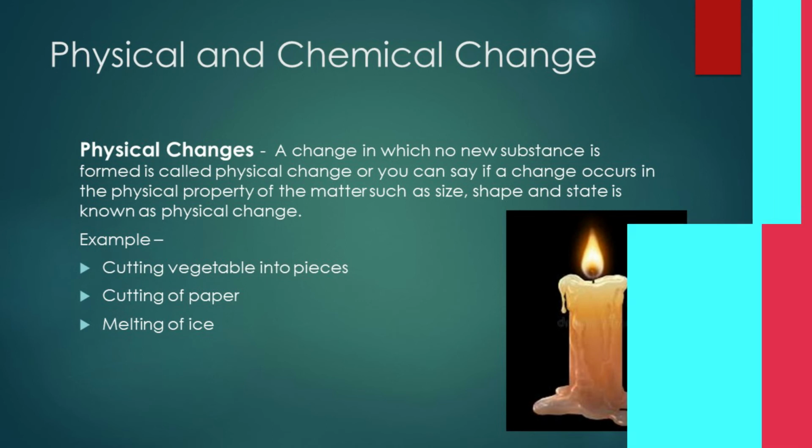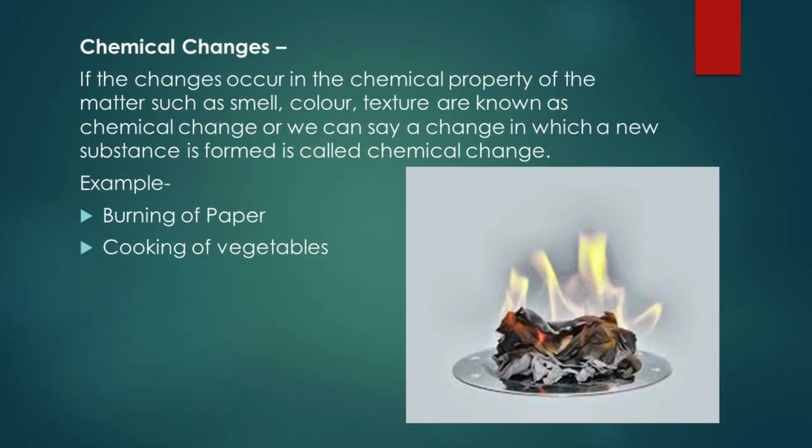But in the chemical change, you can see that if the change occurs in the chemical property of the matter, such as smell, color, texture, it is known as chemical change. Or we can say a change in which a new substance is formed is called a chemical change. Now we are burning paper. So what new substance is coming? Some smoke is coming out, and when we burn the paper, we are able to see some ashes. So ashes is the new product.